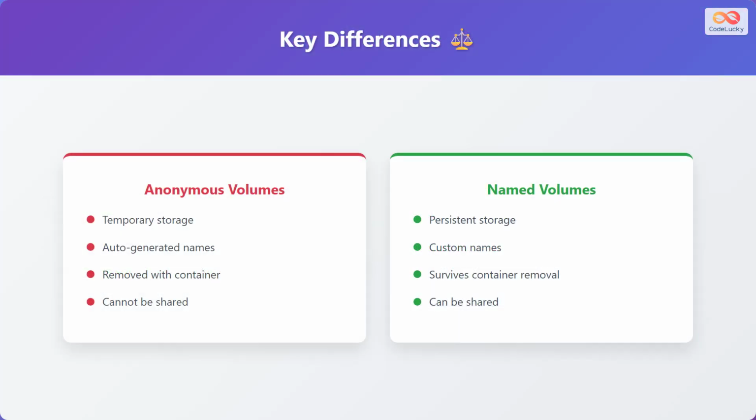Here's a breakdown of the key differences between anonymous and named volumes. Anonymous volumes are temporary storage, have auto-generated names, are removed with the container, and cannot be shared. Named volumes, on the other hand, offer persistent storage, allow custom names, survive container removal, and can be shared among multiple containers.